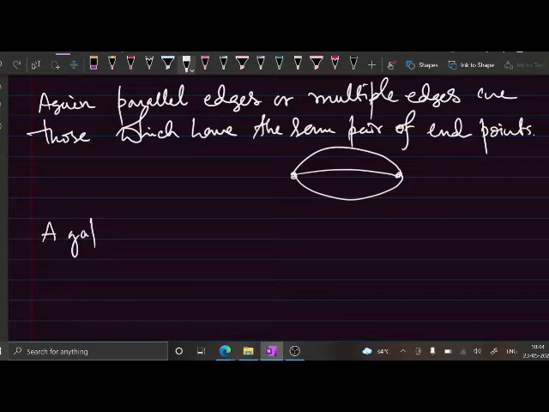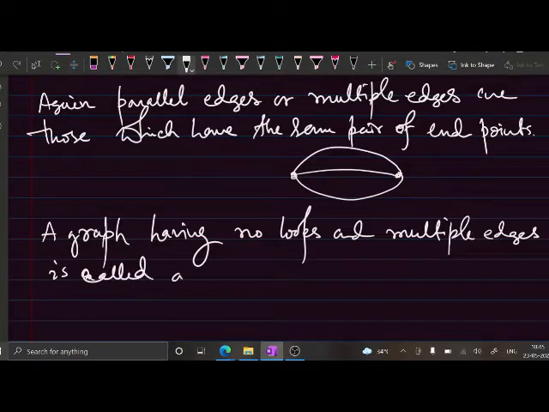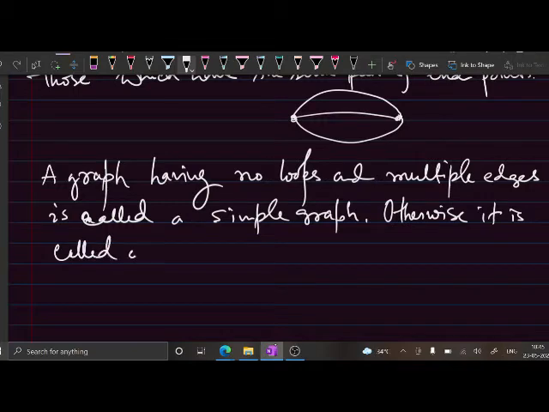So a graph having no loops and multiple edges is called a simple graph. Okay, because it has no loops, no multiple edges, and otherwise it is called a multigraph.